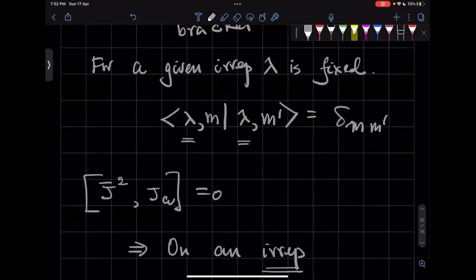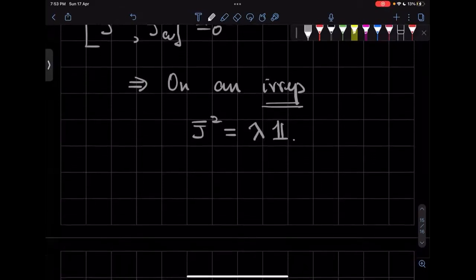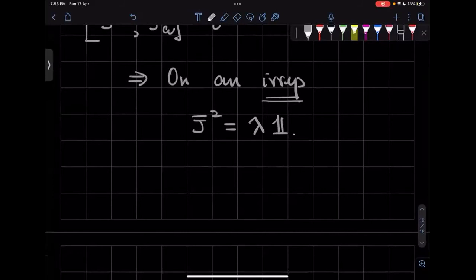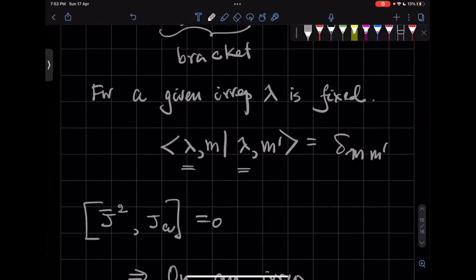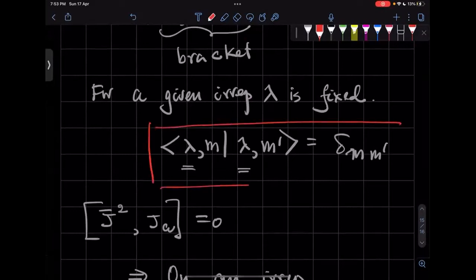Is that clear, Nahi? Yes, sir. I think it'll become clear for you because at some point in the near future, your physics intuition is going to kick in and you'll see that lambda is nothing but the square of the total angular momentum eigenvalue. So this orthonormality relationship is basically what we want to use. We will use this quite a bit.